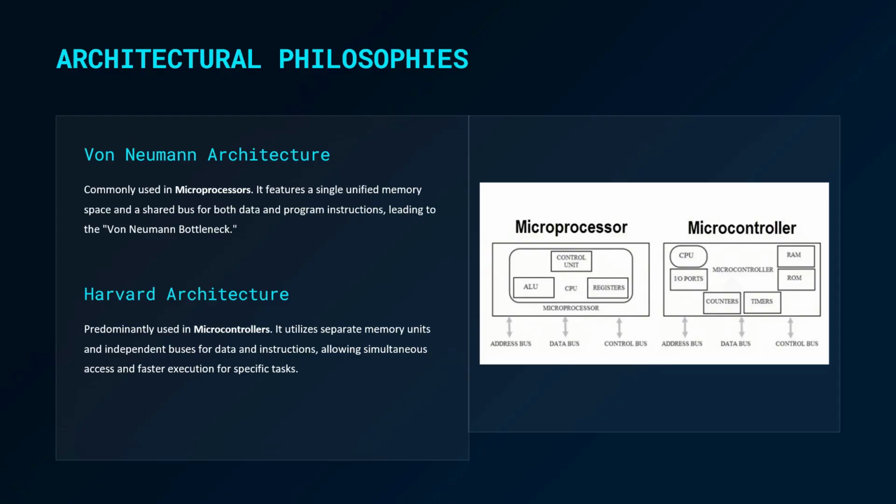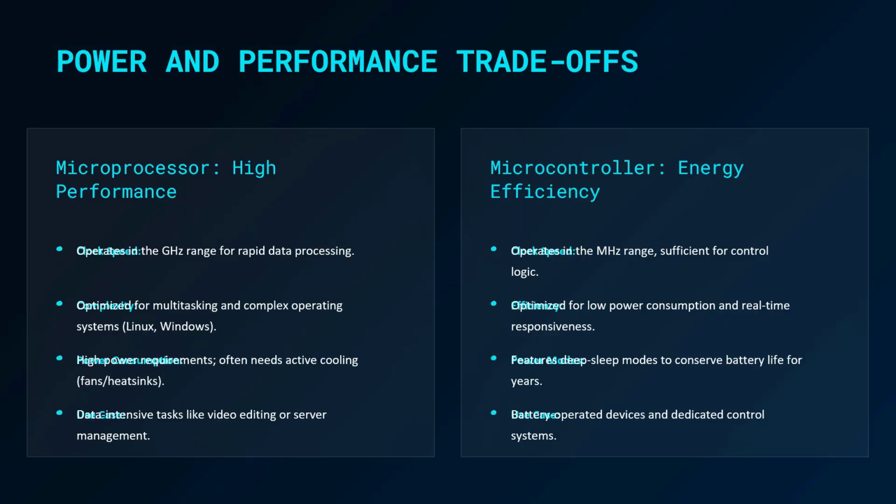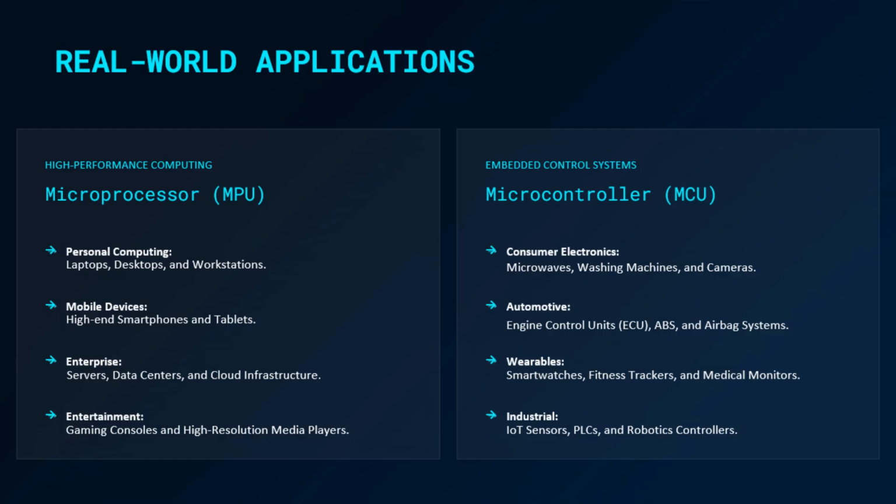Now let us understand the power and performance trade-off. Microprocessors are designed for maximum computational performance. They can run complex operating systems like Windows, Linux, macOS, and Android. They can handle multitasking, graphics, large memory access, and high-speed computation. However, this performance comes at the cost of higher power consumption and complex system design.